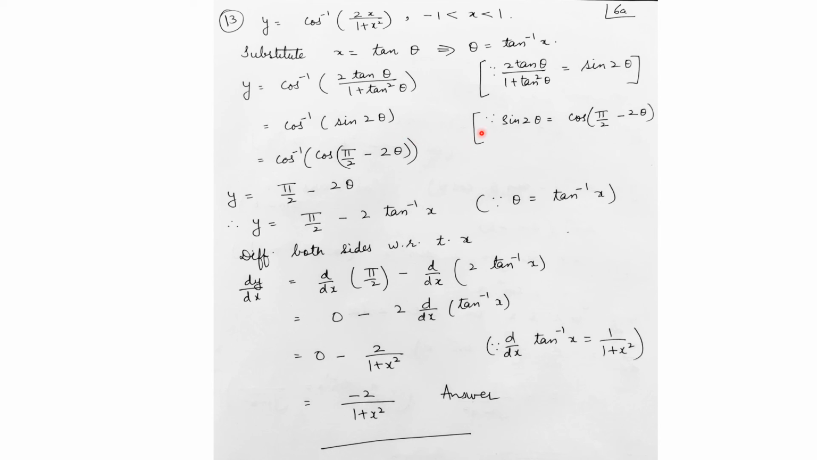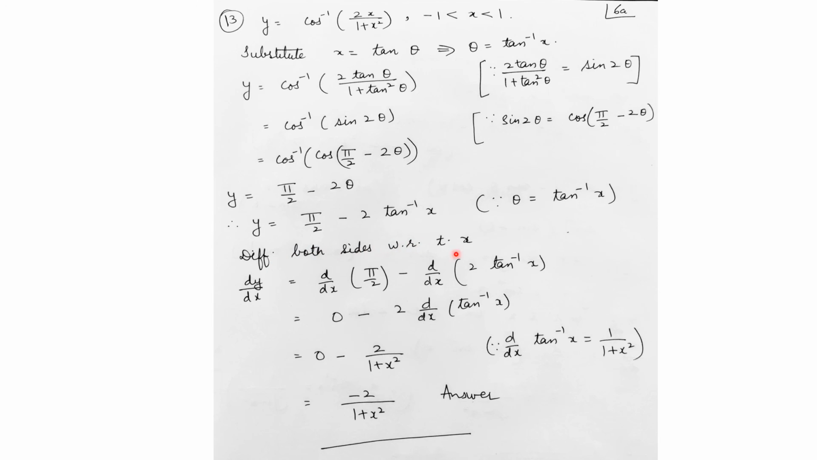Another formula, we know that sine 2 theta is equal to cos of (pi upon 2 minus 2 theta). Right? So we will substitute this value, we get cos inverse, bracket starts, cos of (pi upon 2 minus 2 theta). Cos inverse and cos will get cancelled. We get y is equal to pi upon 2 minus 2 theta. Right? Now substitute the value of theta, which was originally taken as tan inverse x. So I get y is equal to pi upon 2 minus 2 tan inverse x.